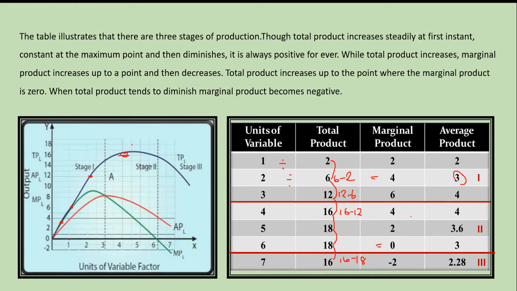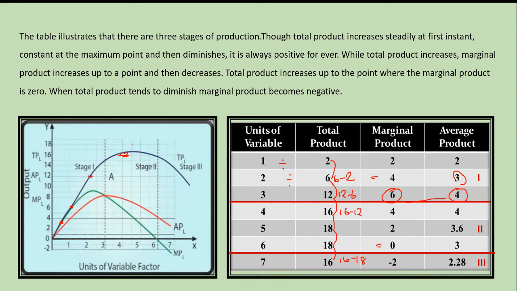Okay. So, the units of variable input in the first column, then you have the total product, the marginal product and the average product. When the marginal product reaches the maximum, and when the average product also reaches the maximum, the first stage ends. So till this you have the first stage. That is the first stage.